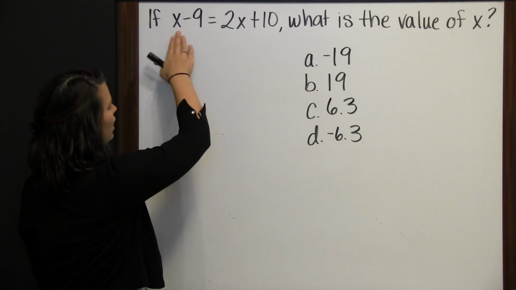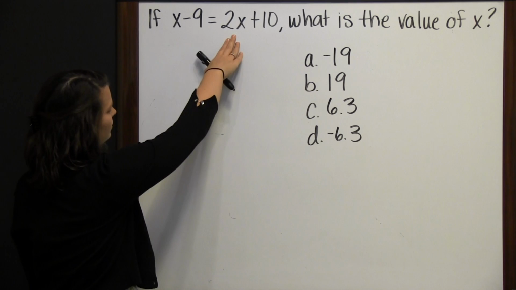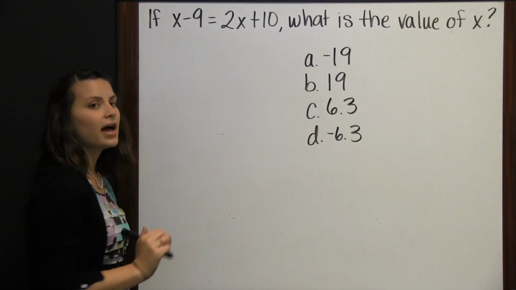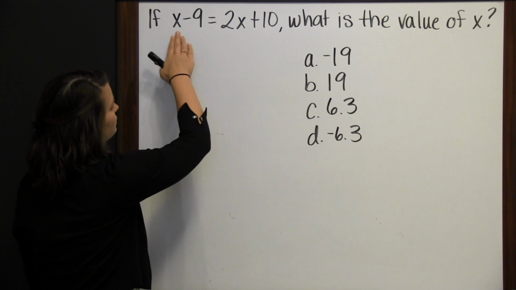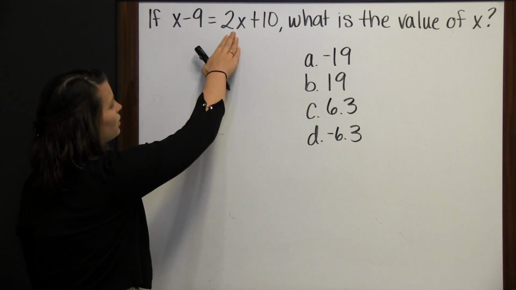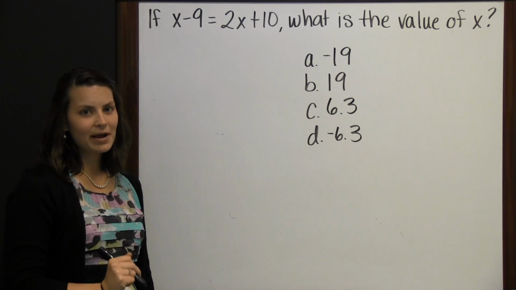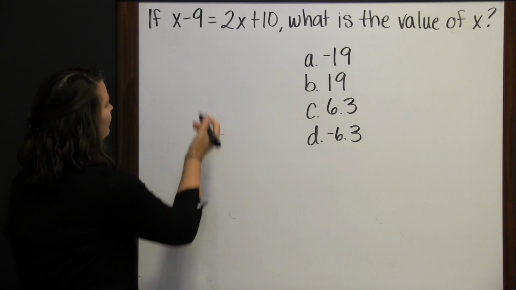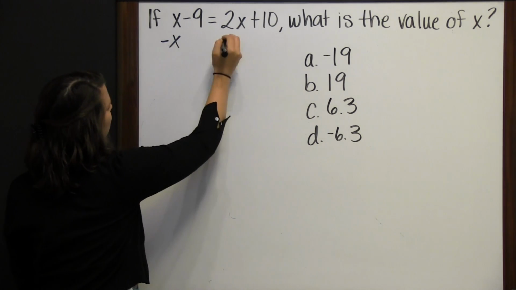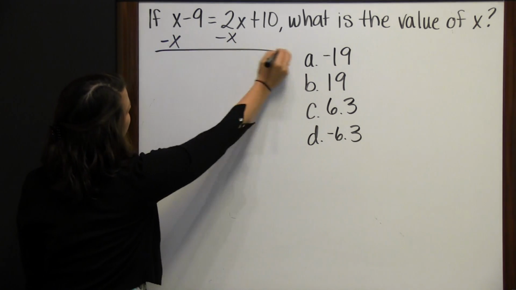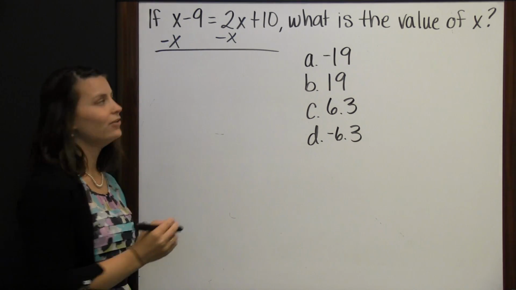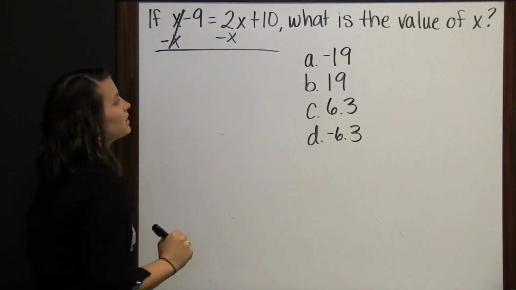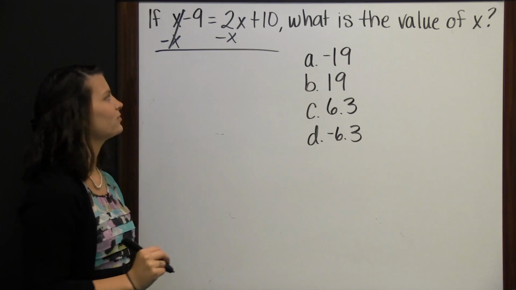One is we could subtract x from both sides, which would eliminate x from the left side. Or we could subtract 2x from both sides, which would eliminate 2x from the right side. I prefer subtracting x from both sides. X minus x is 0. They cancel because they're additive inverses of each other.